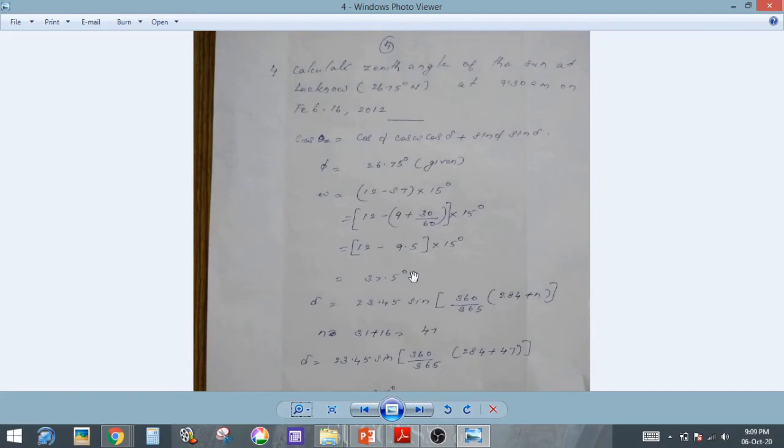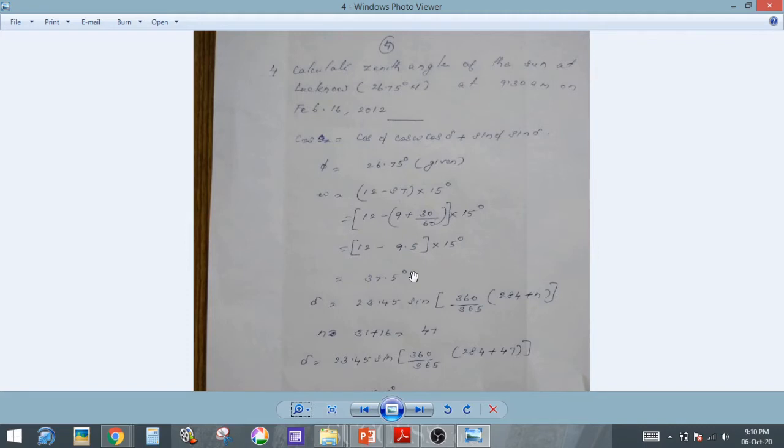Another problem. Calculate zenith angle of the sun at Lucknow, that is 26.7 degree north, at 9:30 a.m. on February 16, 2012. We have to calculate the zenith angle. Zenith angle is the complementary of sun's altitude angle. It is a vertical angle between sun's rays and a line perpendicular to the horizontal plane through the point. That is angle between the beam from the sun and the vertical. A relation is given by cos theta is equal to cos phi cos omega cos delta plus sin phi sin delta.